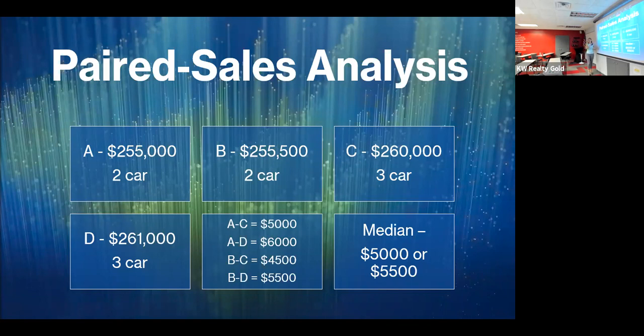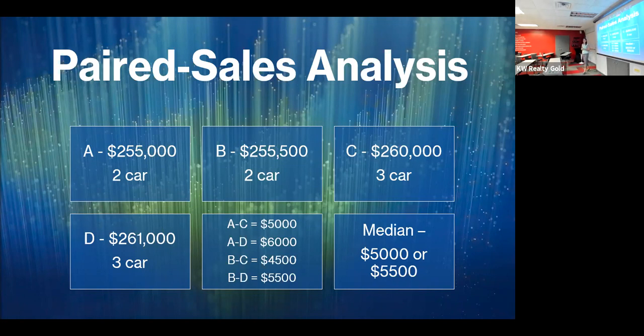Everything else in these houses is the same. 3 bedrooms, 2 bathrooms, all of these other pieces are pretty doggone similar. There may be a few differences here and there, but overall they're close. B is another 2-car. It went for $255,500. C has a 3-car garage. It went for $260,000. D went for $261,000 and it has a 3-car garage.